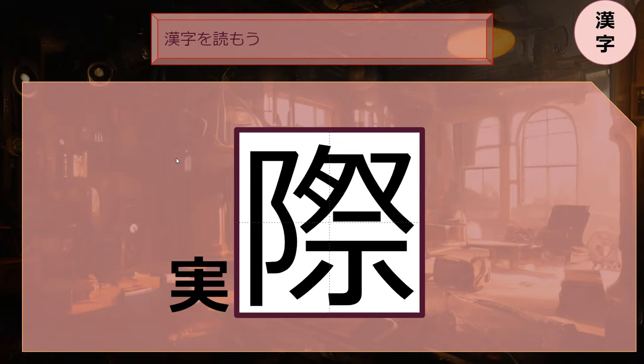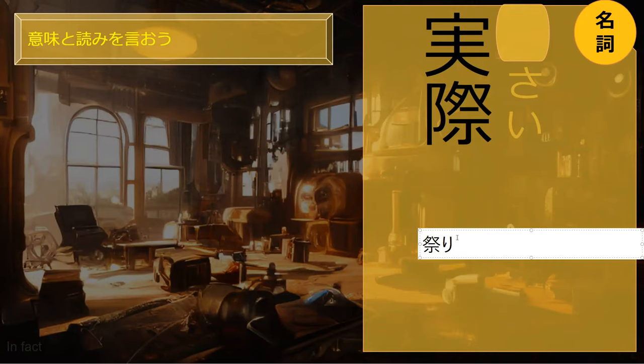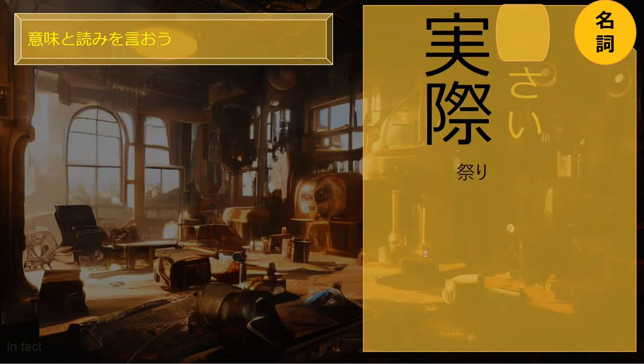Is that from the word like festival? Yes, it's like festival. It just means on the occasion of something. It definitely shows up in the word for festival, but not matsuri, I don't think. I think it is matsuri. It's not, though the little kanji is in matsuri. It doesn't have that in it. But it is used in things like that because it means occasion, and matsuri is an example of a special occasion.